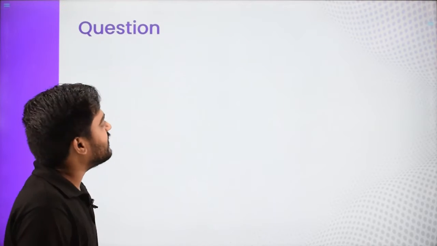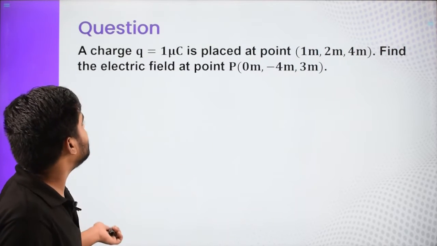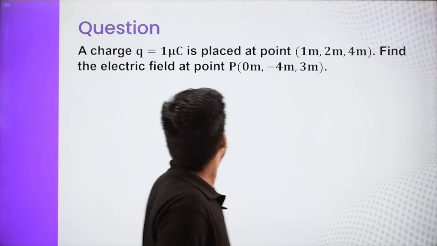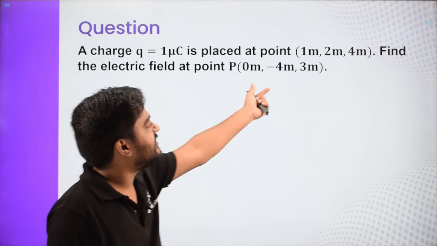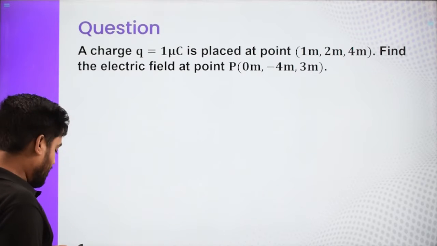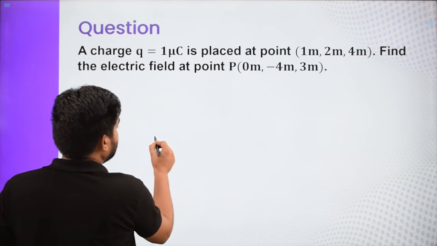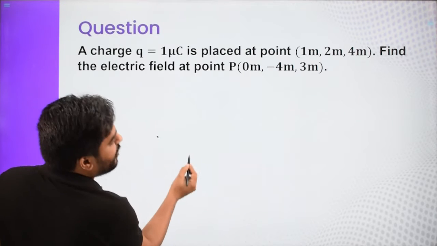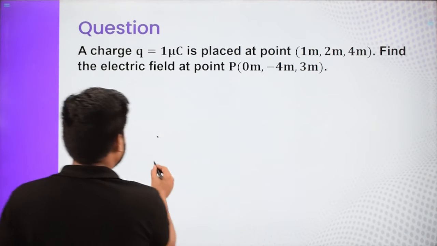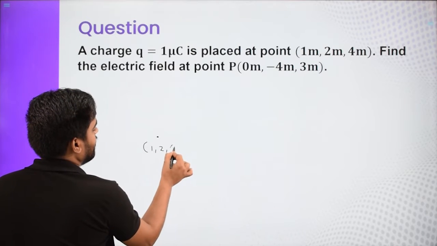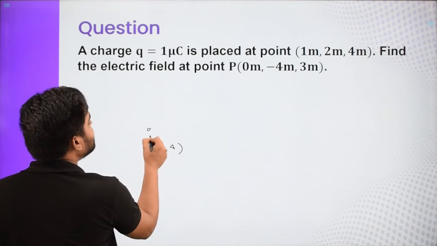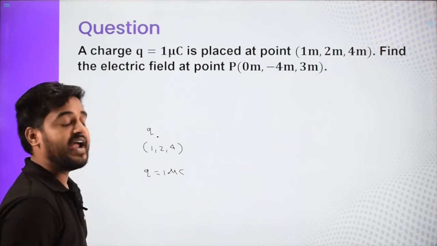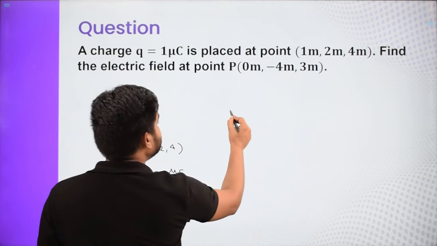Now let us discuss a question. The charge Q, 1 microcoulomb, is placed at this point. Find the electric field intensity at this point, which is some other point. Now I will say that this is my one point where the charge is placed, and this point is 1, 2, 4. And here we are putting Q, which is nothing but 1 microcoulomb. And we need to find electric field intensity at another point, which is P over here.